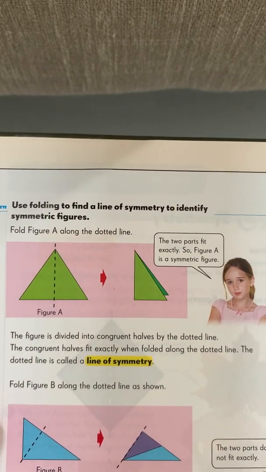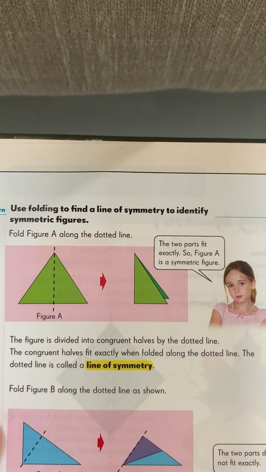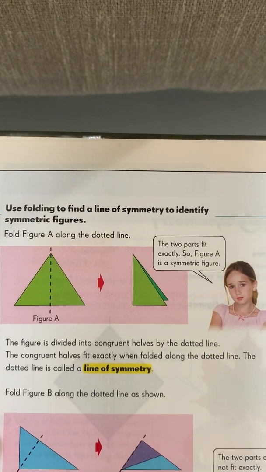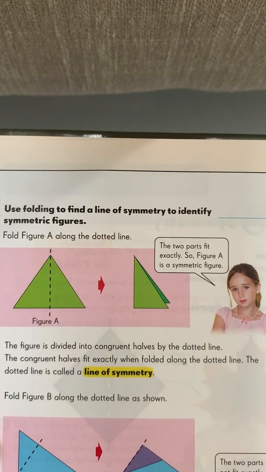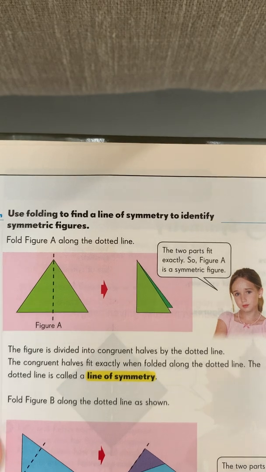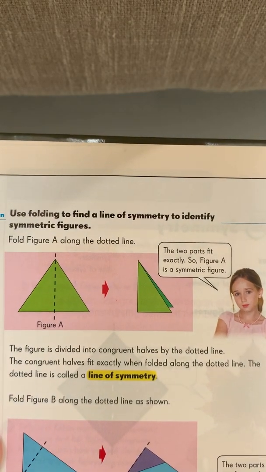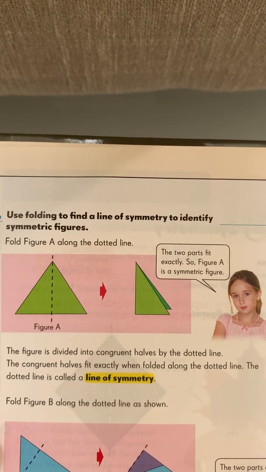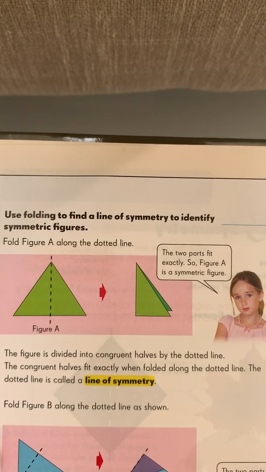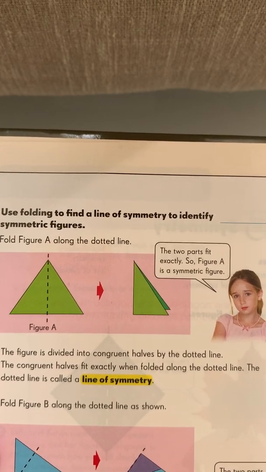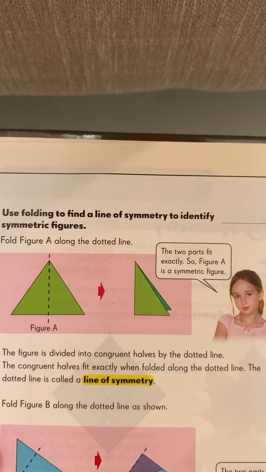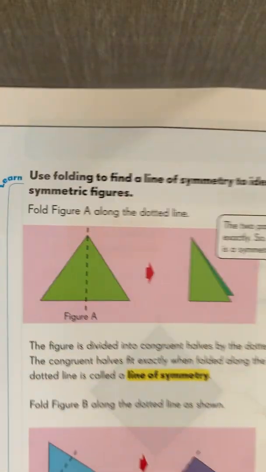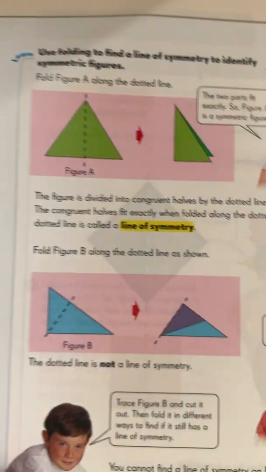Let's read this together. Everybody, here we go. Class, the figure is divided into congruent halves by the dotted line. The congruent halves fit exactly when folded along the dotted line. The dotted line is called a, everybody yell it as loud as you can, line of symmetry. Awesome job.